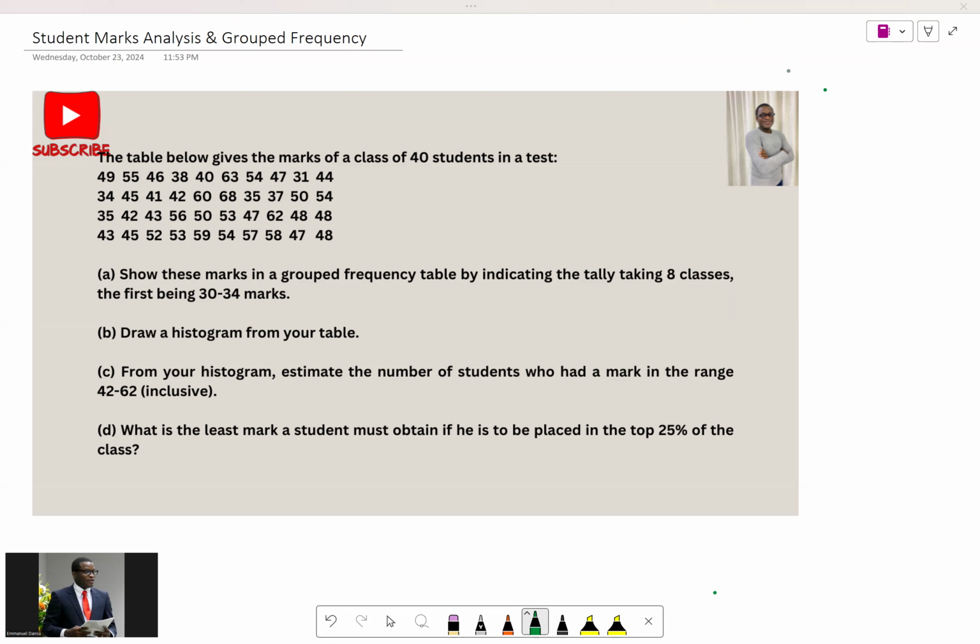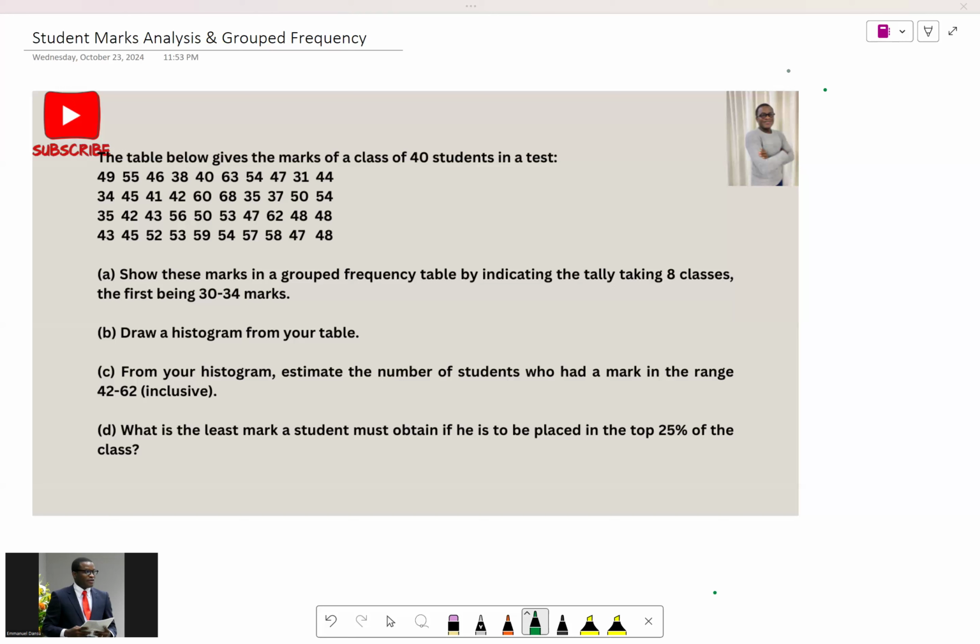In this video, we'll be looking at this structured question in four parts. The table below gives the marks of a class of 40 students in a test, with the marks running from 49 on the first row, first column, down to 48 in the last row, last column. We have to show these marks in a grouped frequency table by indicating the tally, taking 8 classes, the first being 30 to 34 marks. Then B, we need to draw a histogram from the table that we will get from A.